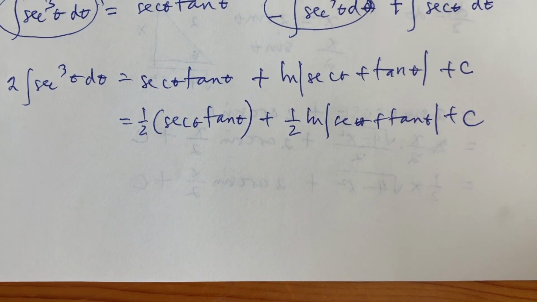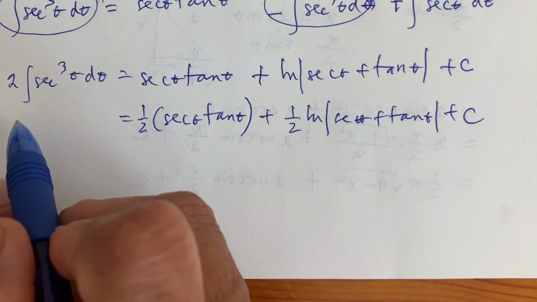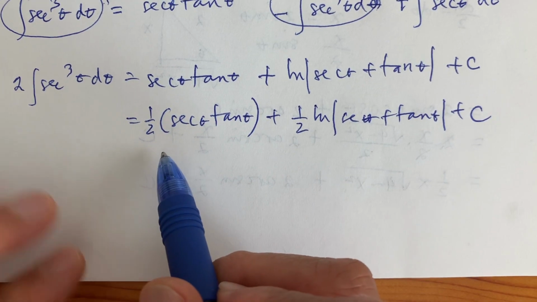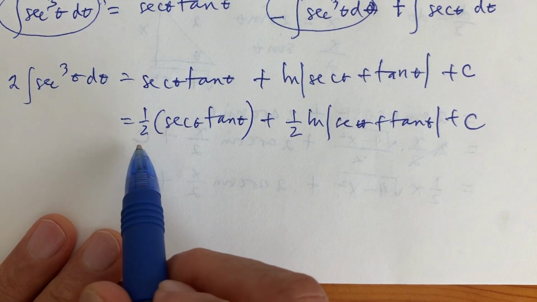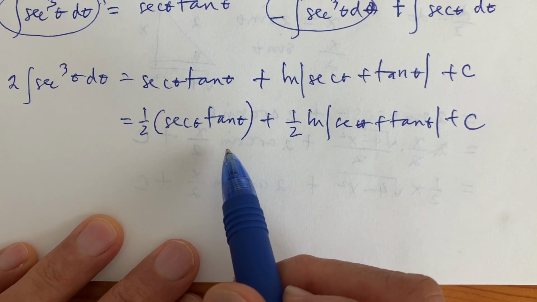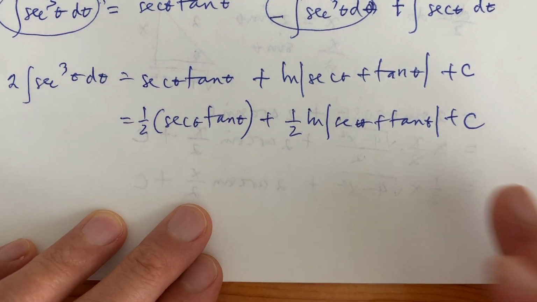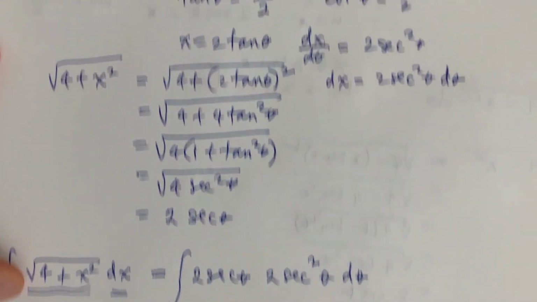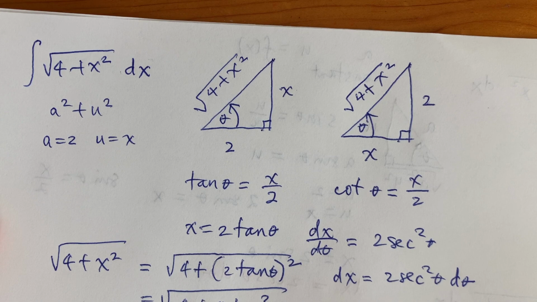Okay, let me continue from here. So our last result was 2 times the integral of secant cubed theta d theta is equal to 1/2. We divided both sides by 1/2, so that becomes 1. So 1/2 secant theta tangent theta plus 1/2 ln of secant theta plus tangent theta. Our goal was to find the integral of the square root of 4 plus x squared dx, okay?